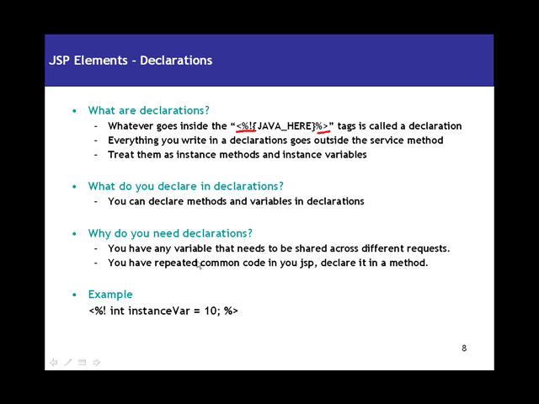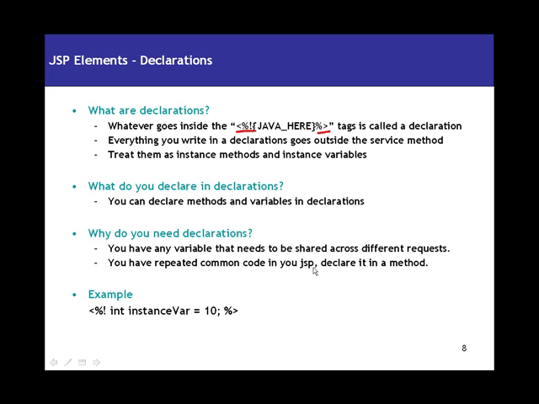Why do you need JSP declarations? If you have a variable that needs to be shared across different requests. So as I just told you, I have a variable that needs to be shared between different requests. So when I set the value of this variable to 10 for one request, the same value of 10 should be reflected when some other request comes in as well, right? And how is it possible? How does the value retain across multiple requests?